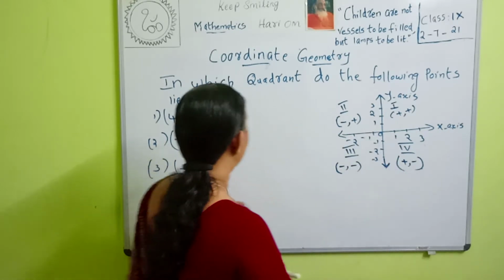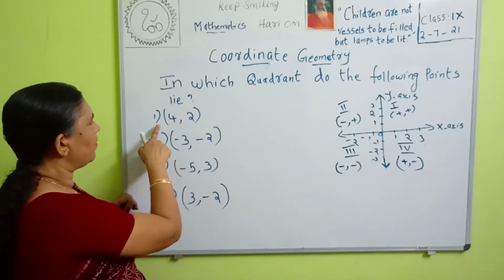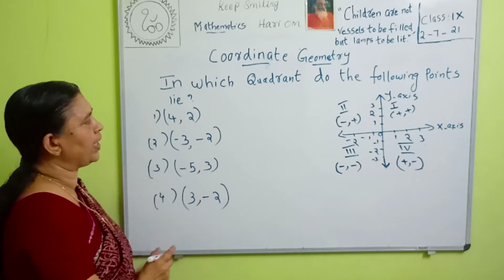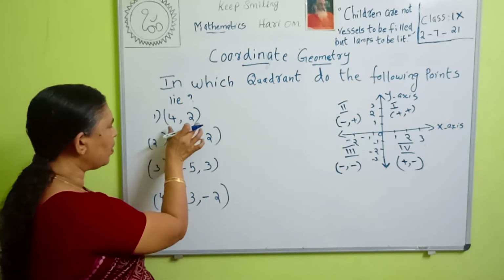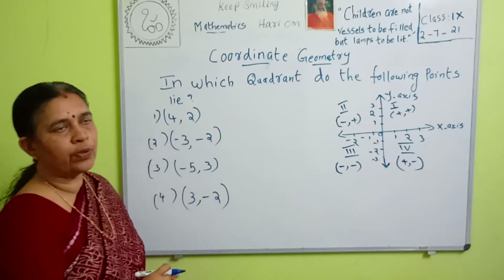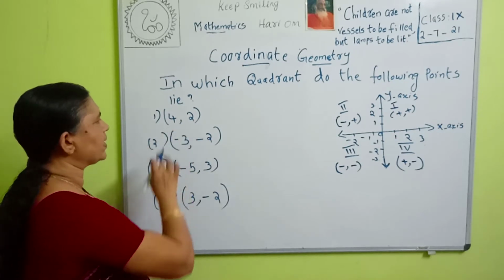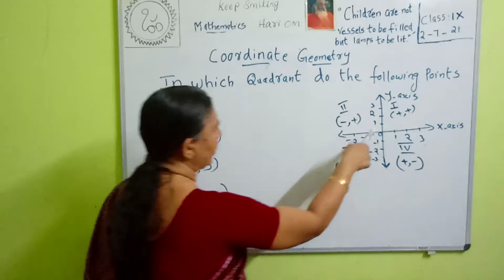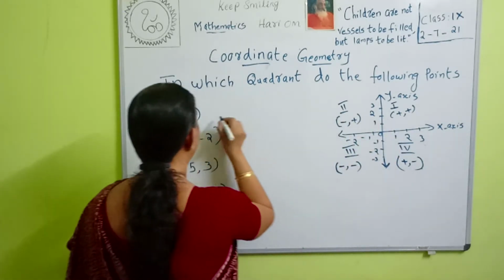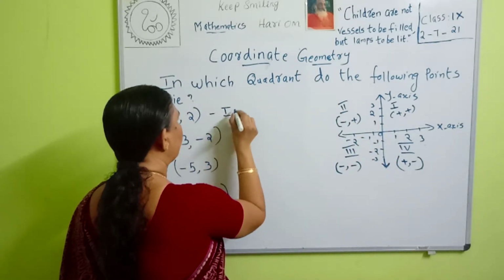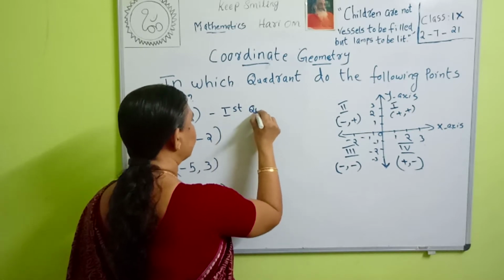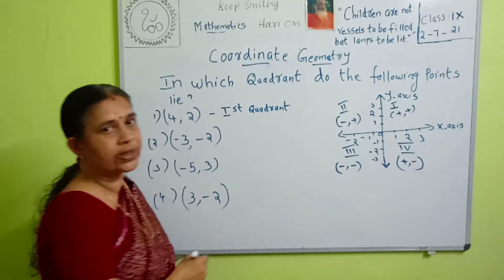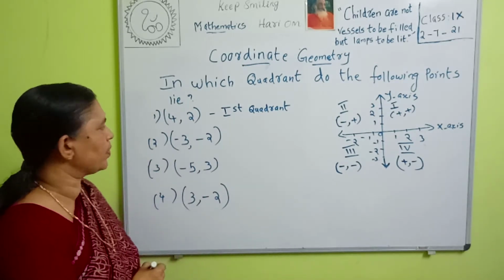Okay? Then look here. First question is (4, 2). Here, the x coordinate is positive and the y coordinate is positive. Ajayla, this point lies in which quadrant? Both x and y coordinates are positive here. So it is the first quadrant. So here we write first quadrant.